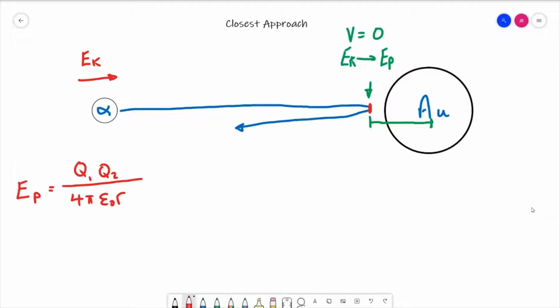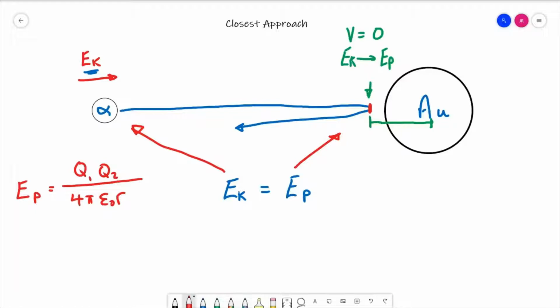When we get to the point of closest approach, all of the kinetic energy has been transferred into potential energy. We can therefore say that the initial kinetic energy of the alpha particle, so that's the energy when it was emitted from the source, will equal the potential energy when it reaches the point of closest approach. So the kinetic energy at that point there must equal the potential energy at that point there. That comes from everything that we've studied about conservation of energy in year one, and obviously even going back as far as GCSE.